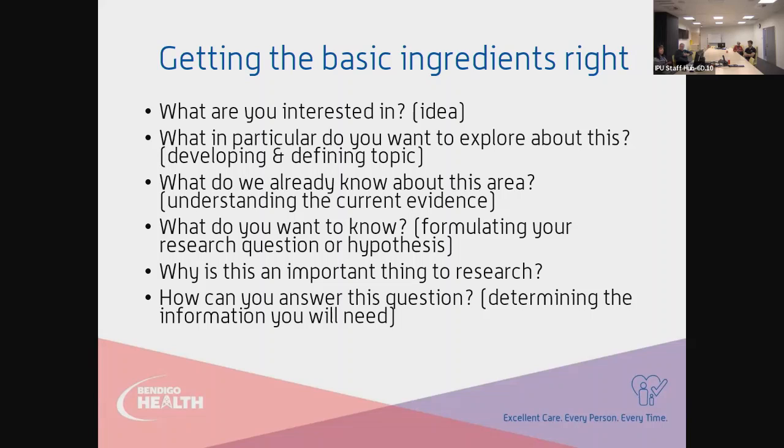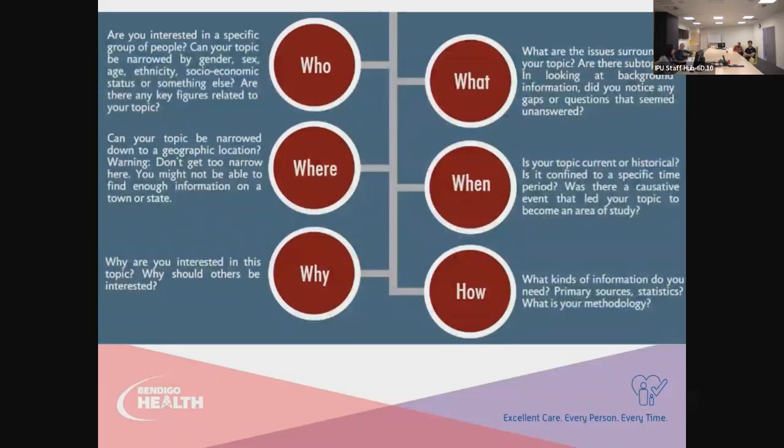So we went through the first one around what you are interested in: getting the idea, exploring, developing and defining the topic, understanding current evidence around what we already know about the area, and then formulating research questions or hypotheses, and why the topic you want to research is important. Then working out how you can answer the question, determining the information you'll need. That leads on to what methods and what overarching methodology you're going to use. So we went through the who, what, where, when, why and how, to hone down and narrow down the research question.